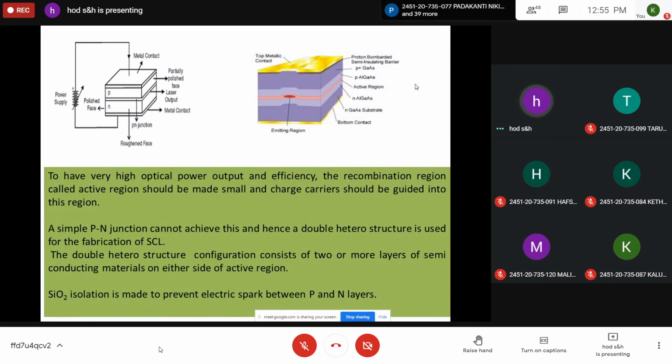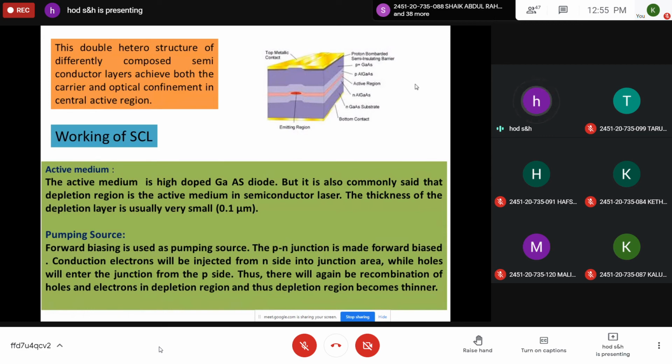A simple p-n junction structure cannot achieve this. You need a heterostructure. In a heterostructure, you have a combination of p-type materials on one side and a combination of n-type materials on the other side, having different refractive indices and different band gaps, and silicon isolation is made to prevent electric spark. The difference in band gaps confines the charge carriers in the active region, and the difference in refractive indices confines the optical power output. So two things can be achieved simultaneously by taking a heterostructure, and the active region is the depletion region of the gallium arsenide diode. The thickness is of the order of 0.1 micrometer.